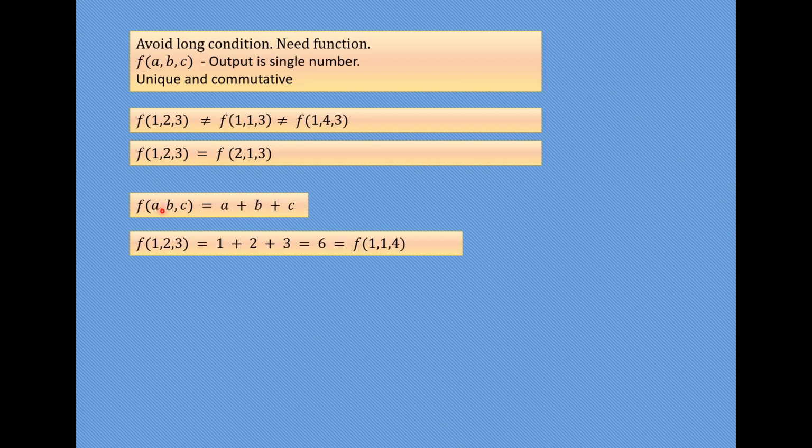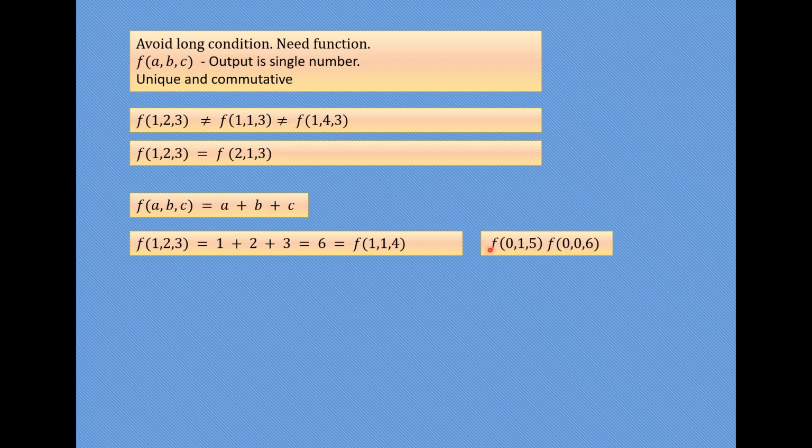So let's say addition. So function of A, B, C is equal to A plus B plus C. We see that even though this is commutative, because we know that addition is commutative, function of 1, 2, 3 is 1 plus 2 plus 3, which is equal to 6, which is the same as function of 1, 1, 4, which again, if you add 1, 1 and 4, will give 6. So this is not unique. Addition is not going to suffice our purpose.